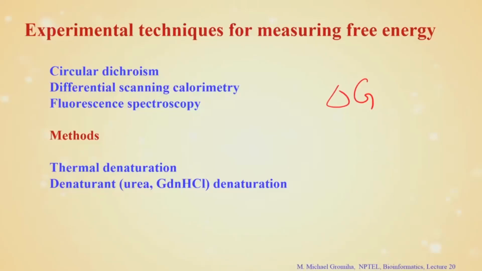On one hand, delta G you can obtain from experiments, for example, circular dichroism or differential scanning calorimetry or fluorescence spectroscopy and so on. There are two different ways: either we denature thermally by giving heat, or we can denature using a denaturant like urea or guanidine hydrogen chloride and so on. So, this is one side.